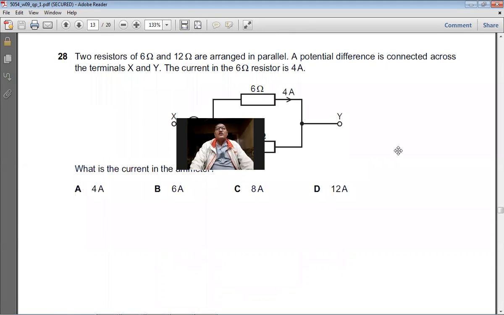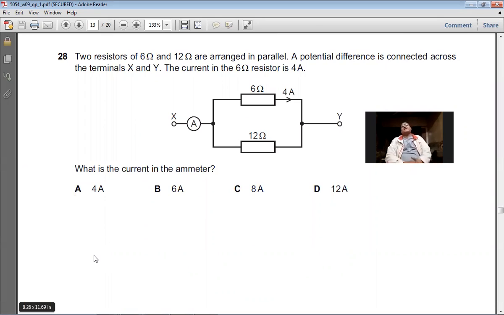Okay, so we have question number 28. It says two resistors of 6 ohm and 12 ohm are arranged in parallel. A potential difference is connected across the terminals X and Y. The current in the 6 ohm resistor is 4 amperes. So you can see here, I know the resistance in this branch, I know the current flowing through this branch, so I can find out the voltage drop here. You know, V is equal to IR.